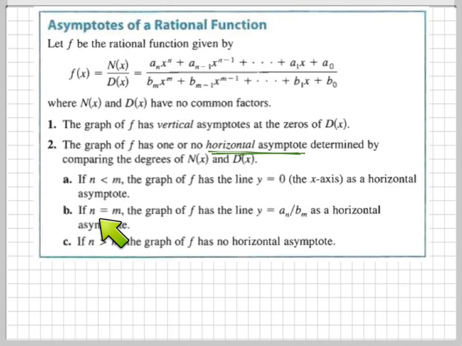It changes when we get to this one. If they have equal degrees, to find your horizontal asymptote, you have to take a sub n and divide it by b sub m. Those are your 2 leading coefficients. And I'm going to show you guys examples of this. One example of this one right after this slide. And this last one right here, if the top one has a higher degree than the bottom one, if the top degree is bigger than the bottom degree, then it has no horizontal asymptote. Okay? So I'm going to save it for our next video. The 2 examples of the last to find horizontal asymptotes.